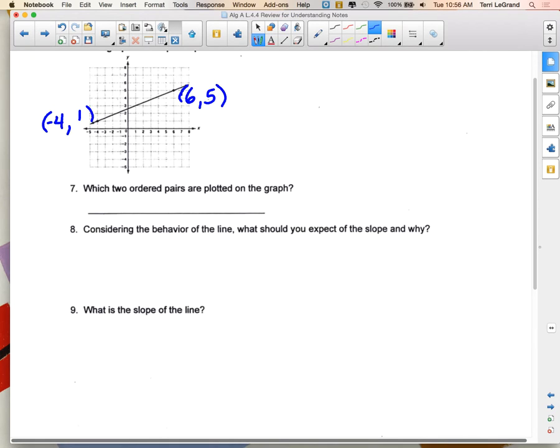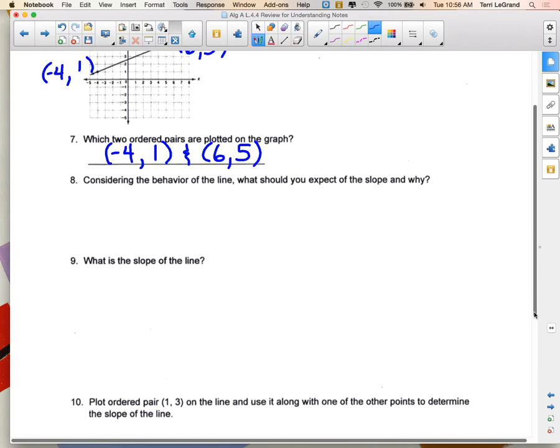Okay, good. So let's go ahead and fill that in right here. -4, 1 and 6, 5. These are not the only 2 points on that line. Those are just the 2 that are plotted out for us, and they want us to use those 2.